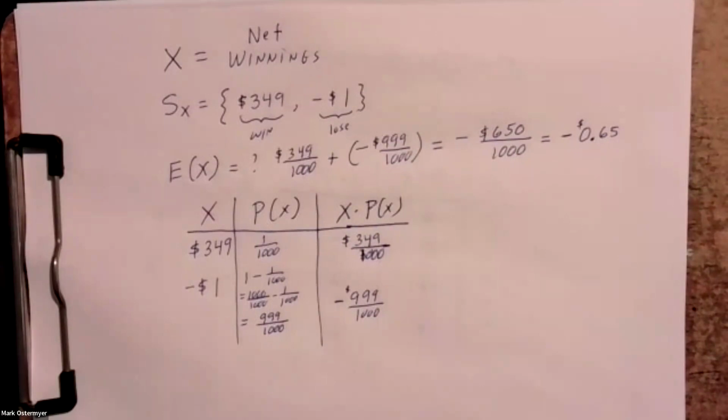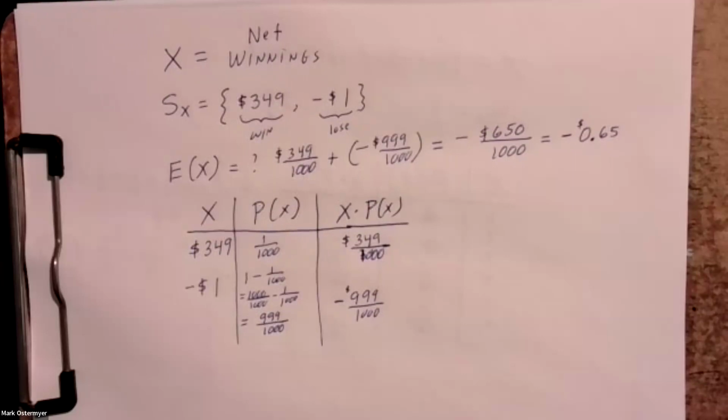Now, can you actually lose 65 cents when you play the game one time? The answer is no, you cannot. So what is this saying again? It's an average. It's saying if you were to play this game many, many times and keep track of whether you won $349 or lost $1, and then add all those results up and divide by the number of times you played the game, the average would be minus 65 cents per play. That'd be the average. So that's what expected value is.